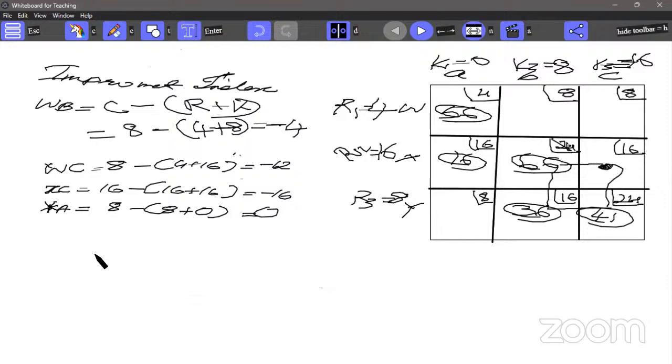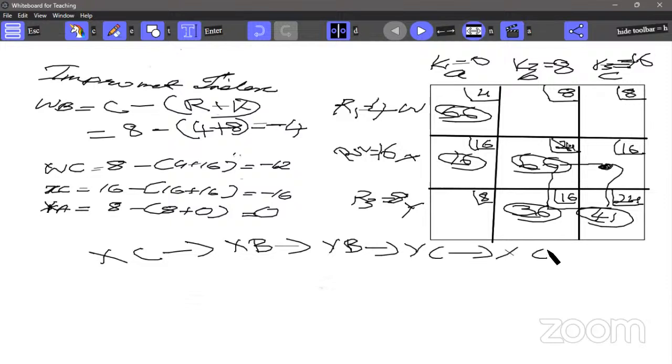I am starting my journey from XC. Then I am stepping on XB, then I am stepping on YB, then I am stepping on YC, then I am coming back home. Is the loop clear? Yes, ma'am. So now I will take only this loop.